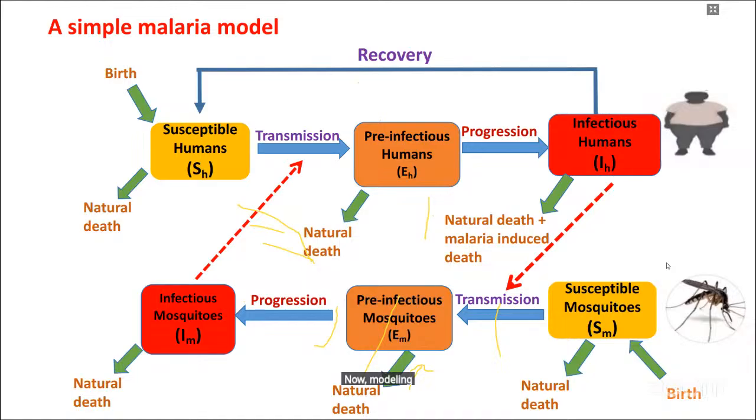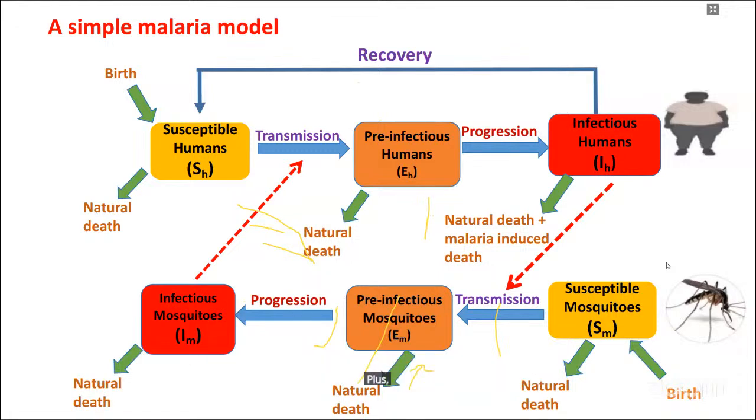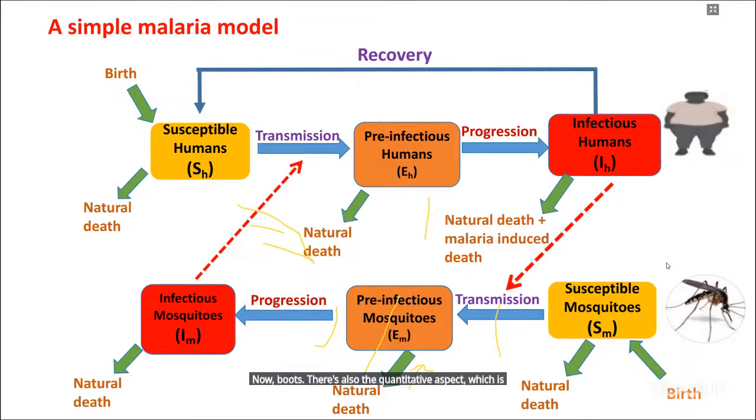Now, in modeling, we have the qualitative aspects and the quantitative aspects. The qualitative analysis is mostly carried out by mathematicians. You want to look at the qualitative behavior of a model. You want to check that the solutions are positive for all time, and the populations are bounded. But there's also the quantitative aspect, which is more relevant for public health and policy making. The policy maker, just like Prof mentioned, is not interested in your positivity or boundedness. What they want to see is the quantitative analysis, your scenarios.